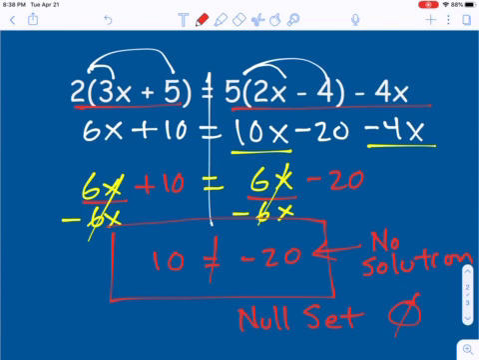So those are our 3 types of answers that you can get from any kind of general algebra equation.